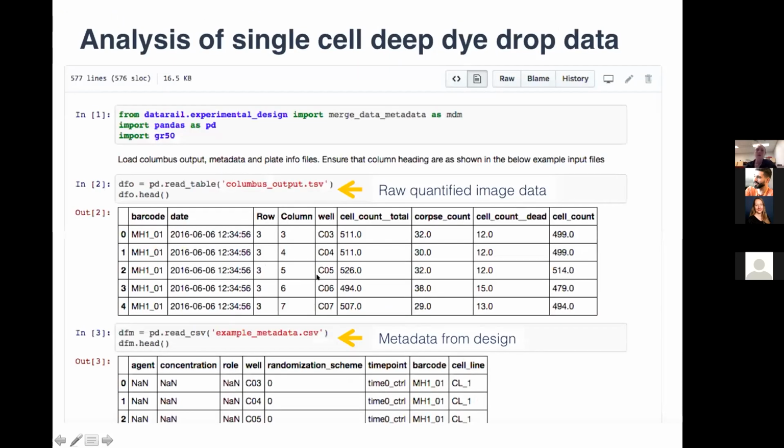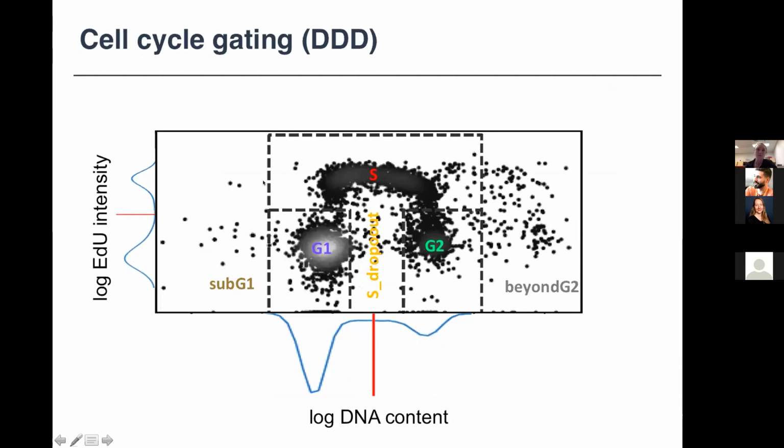And so looking similarly now at the DeepDyeDrop data, again, we're just inputting that raw quantified single cell level data as well as the metadata from the design component. What's going on under the hood here is a little bit more complex. We're looking at gating the DNA content based on Hoechst intensity, and we're looking at gating for S-phase cells based on the EdU intensity. And so based on those two dyes, we can classify cells as being in the G1 phase of the cell cycle, the G2 phase, S phase.